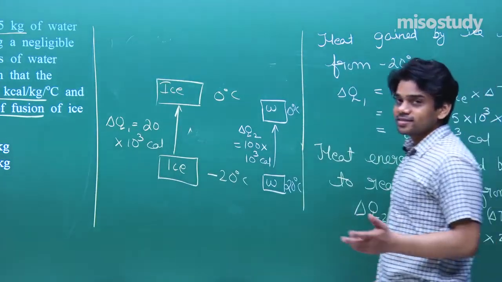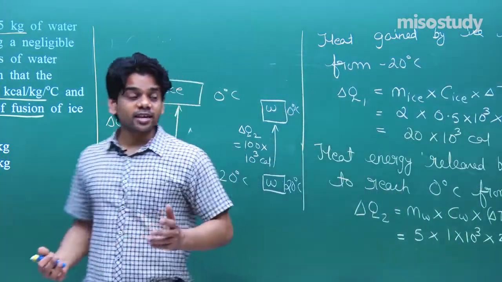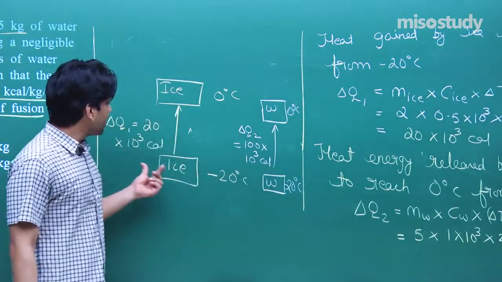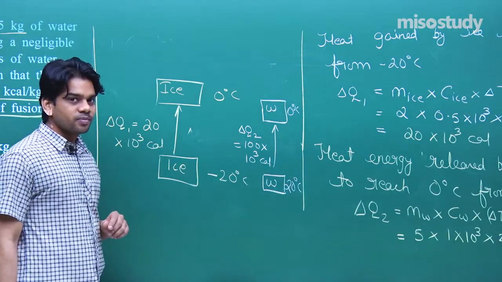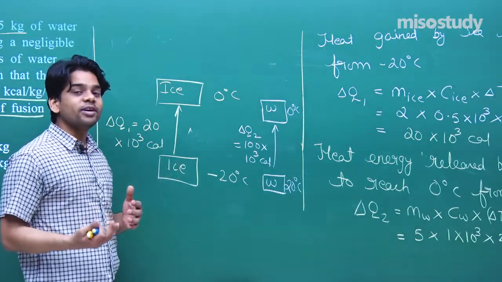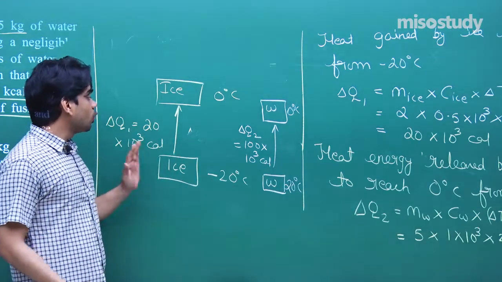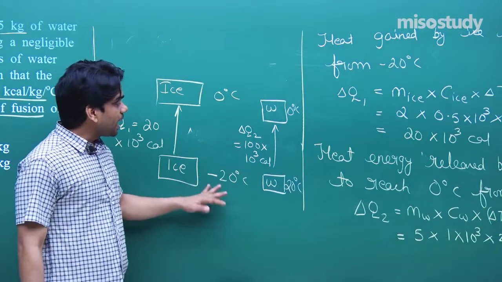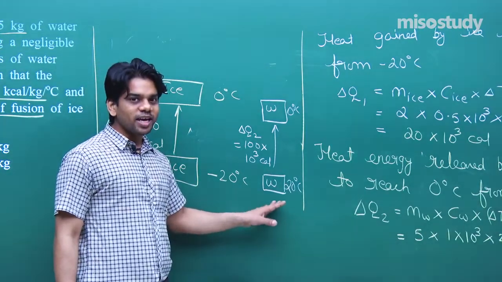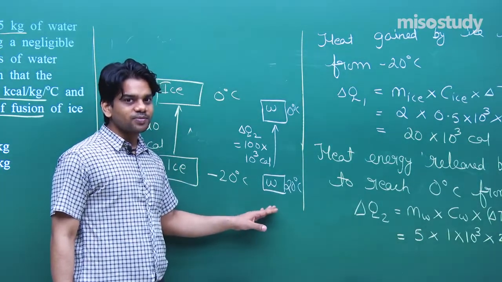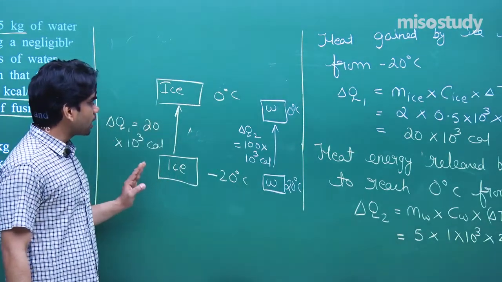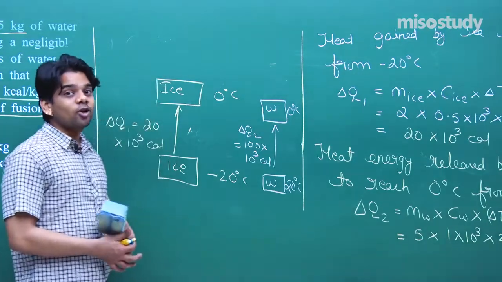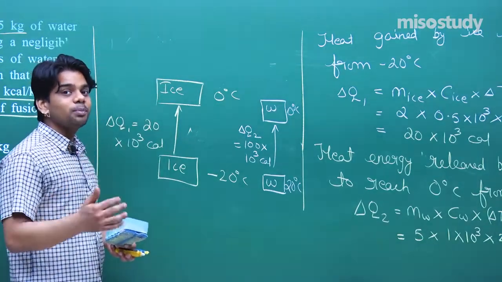Now try to understand the situation. Heat released is more. The heat released by water is 100 kilocalorie. The heat absorbed by ice is only 20 kilocalorie. That means more heat energy is still left. That will go to the ice at 0 degree Celsius and start converting that ice into water. The balance of heat energy is 80 kilocalorie, because 20 kilocalorie will be used to convert the ice at -20 to 0 degree Celsius. So 80 kilocalorie will still be left, and that will start melting the ice.